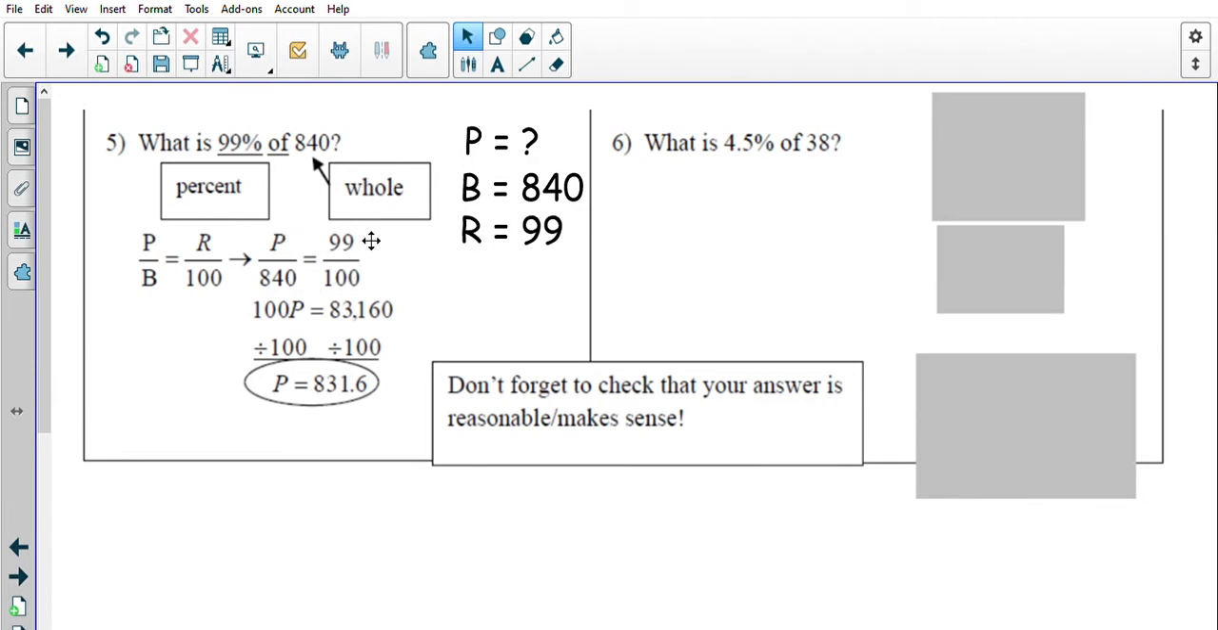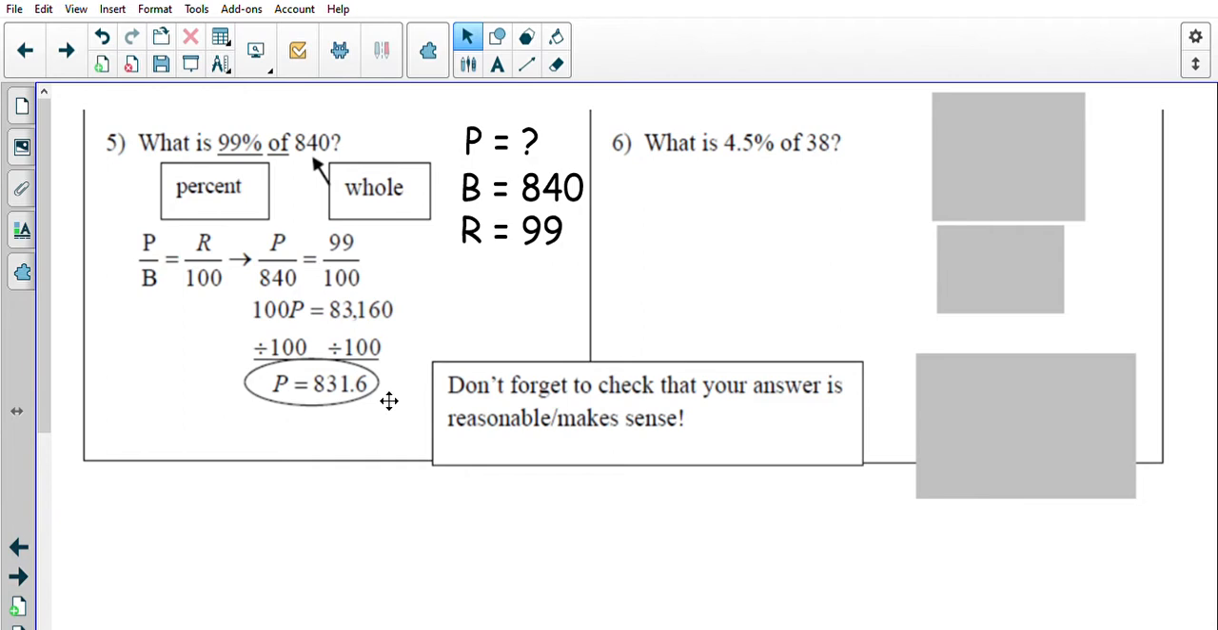equals R over 100, so that's 99 over 100, or 99%. Cross multiply, 100 times P is 100P, 99 times 840 is 83,160. So we will then divide both sides by 100, which is pretty easy to do, so we'll just move that decimal point to the left 2 places. And that will get us 831.6. So that's the part out of 840 that is equal to 99%. No need to put a percent sign on this because we're looking for the part, not the percent.